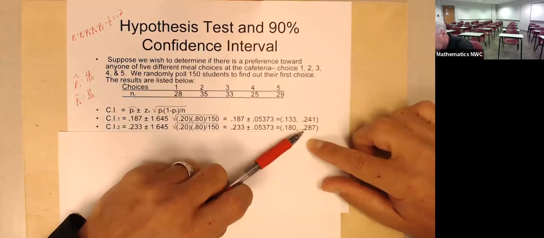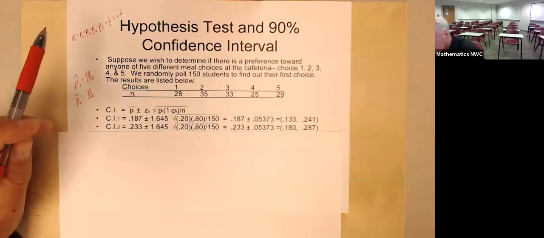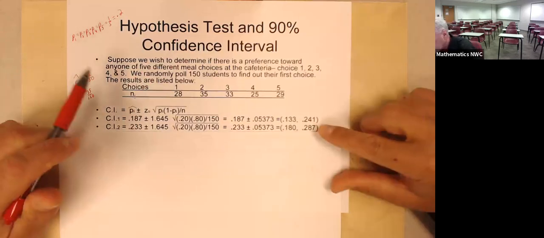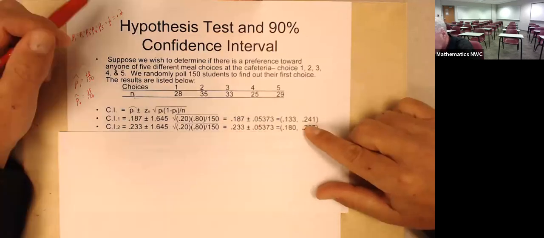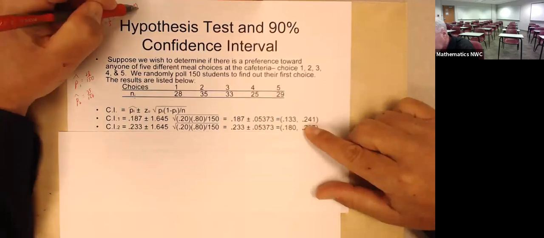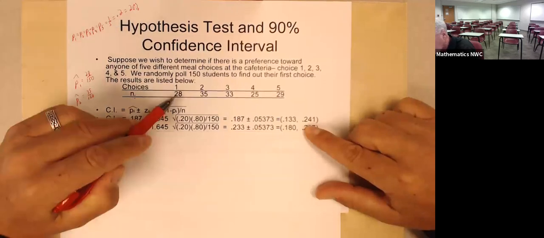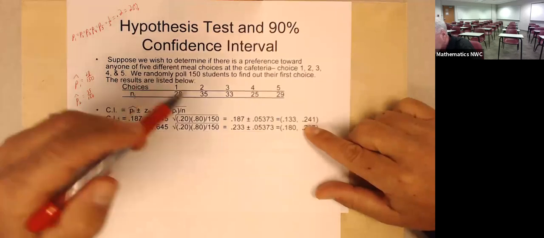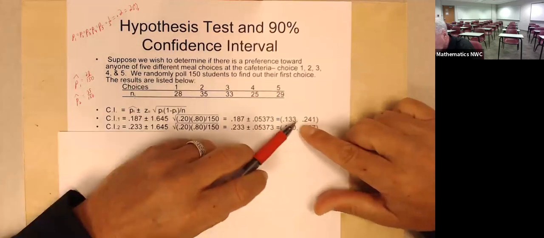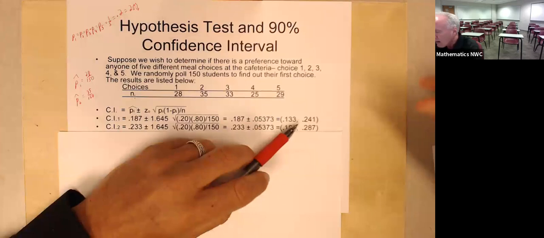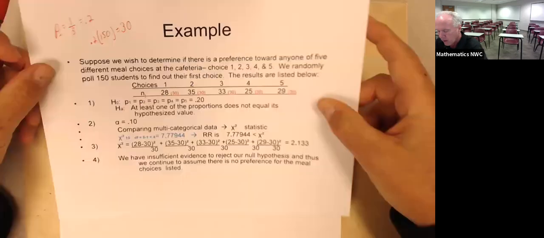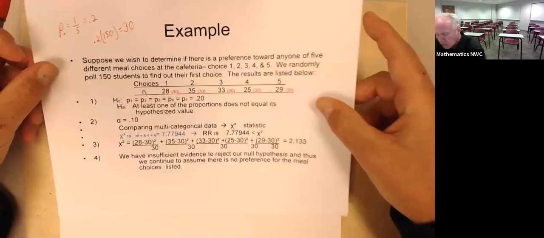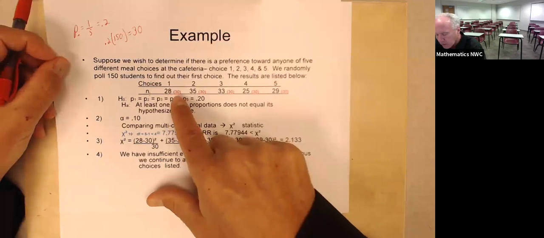Okay? Now, I would like you to notice here. Do you see that this first interval, 13% to 24%, includes the 20%? It includes what we expected it to be. Because 20% is included in there, that is why, in our previous test, we had insufficient evidence. It was within reasonable variance, 28 when we expected 30. Pretty close.